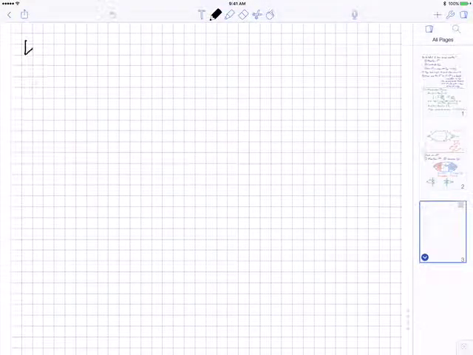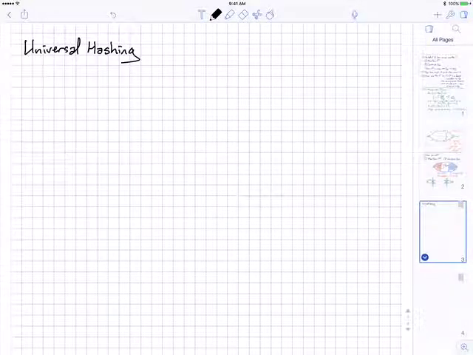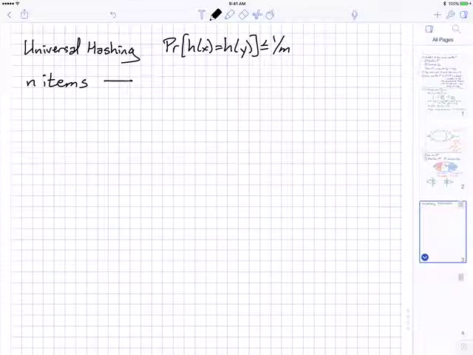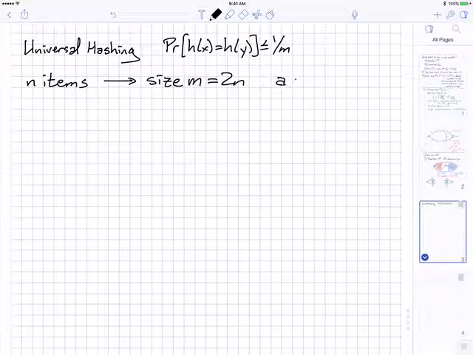There was a question about universal hashing. Can you tell me the question, please? Suppose we hash a set of n items to a table of size m equal to 2n using the hash function h chosen uniformly from a universal family. Assume the square root of n is an integer.